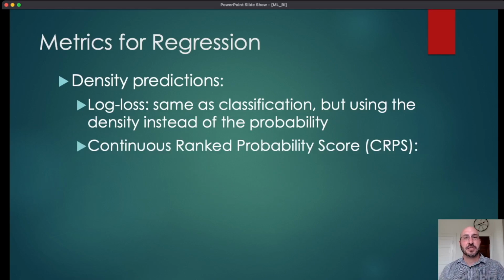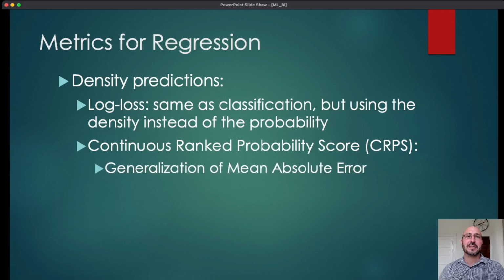There's a second metric which I won't go into, but I'll tell you about, which is called the continuous ranked probability score. This is a bit complicated to define, so I'm not going to get into it here. But the way to think about it is it's a generalization of the mean absolute error, where you generalize it to the density setting. So as your density prediction approaches a point prediction, this continuous ranked probability score is going to approach the mean absolute error.